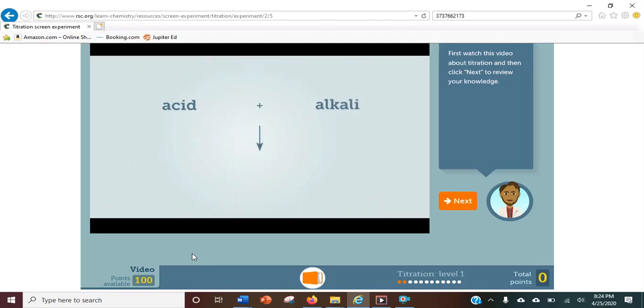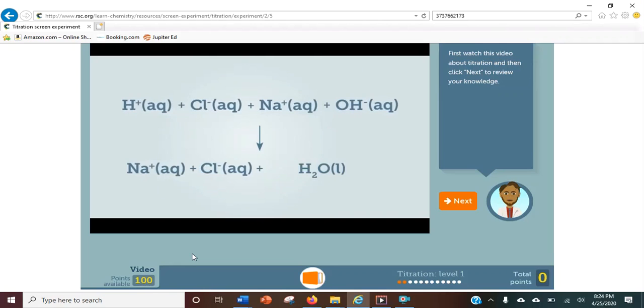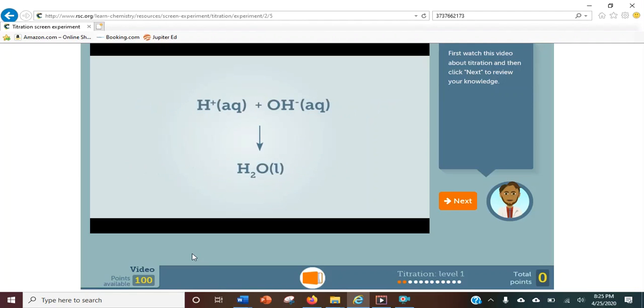An acid and alkali react to form a salt and water. For example, sodium hydroxide and hydrochloric acid react to form sodium chloride and water. If we draw the dissolved compounds as ions, we can simplify the equation, leaving out the sodium ions and the chloride ions. They are known as spectator ions because they appear on both sides of the equation. When we have removed all the spectator ions, we are left with the net ionic equation, showing just the hydrogen ion and the hydroxide ion reacting to form a molecule of water.